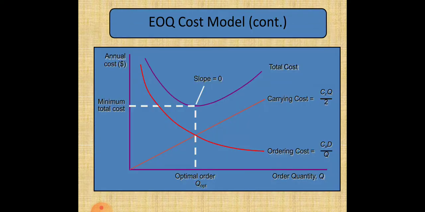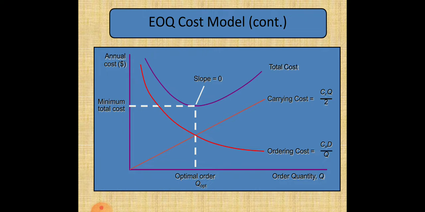So this is the basic chart of the economic order quantity. On the x-axis there is the order quantity and on the y-axis there is the cost. When we are talking about the EOQ model, there are basically three types of cost. One cost is called ordering cost, second is inventory carrying cost, and number three is total cost.